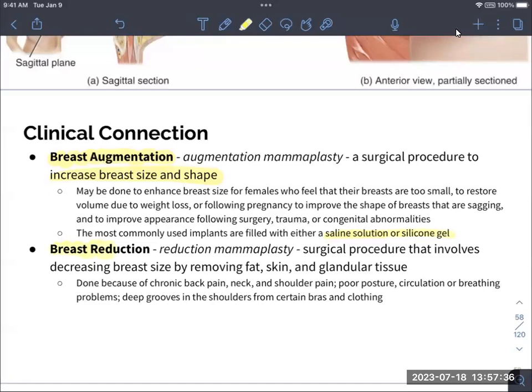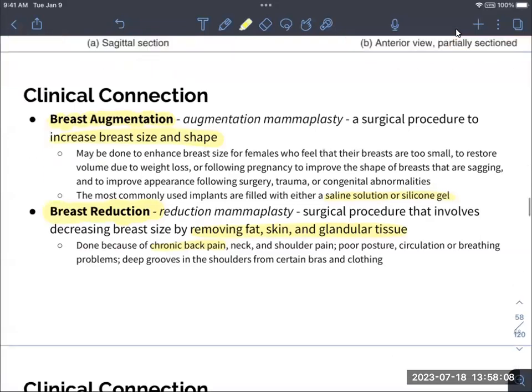A breast reduction. This is where the breast size gets reduced. They will remove fat, skin, and some of that glandular tissue if needed. People have chronic back pain because of larger breasts, neck pain, shoulder pain. It can cause poor posture, cause breathing problems. If you get really deep grooves in your shoulders from bras and clothing, it could be a sign that you could be a candidate for breast reduction.